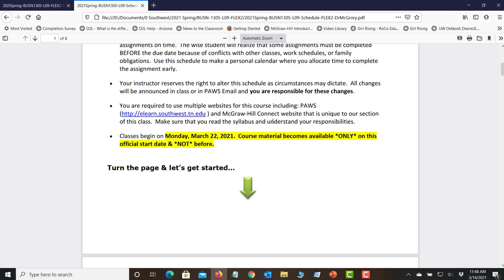What tends to happen is students start to get really deep into Connect, and you kind of forget that we've got that Pause website over there. So make sure that you're looking at both of those. These are just tips for success.